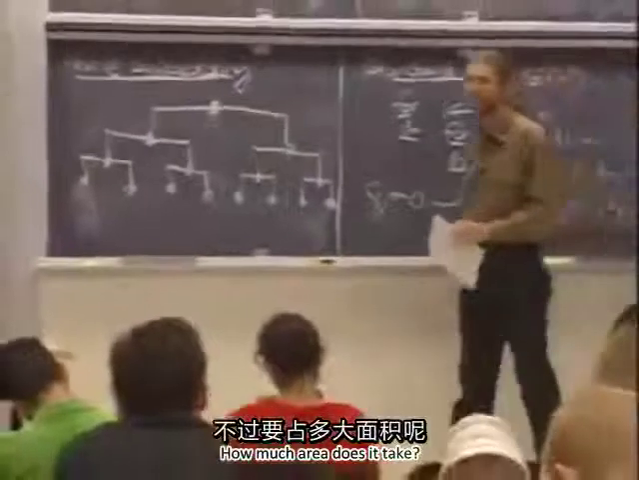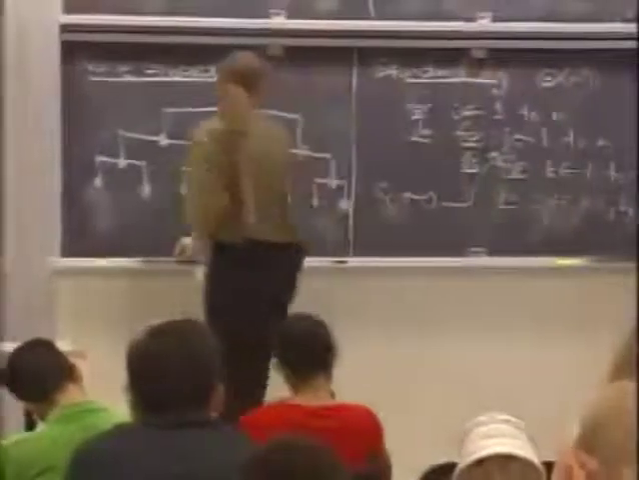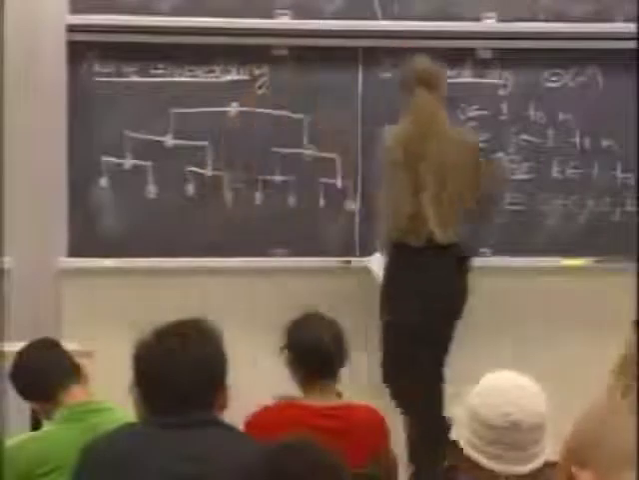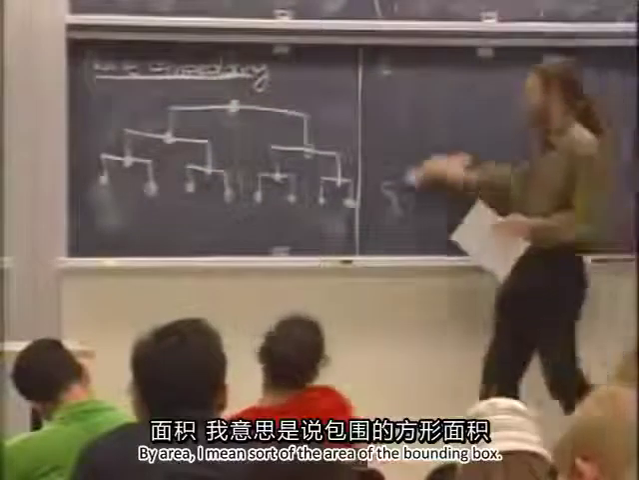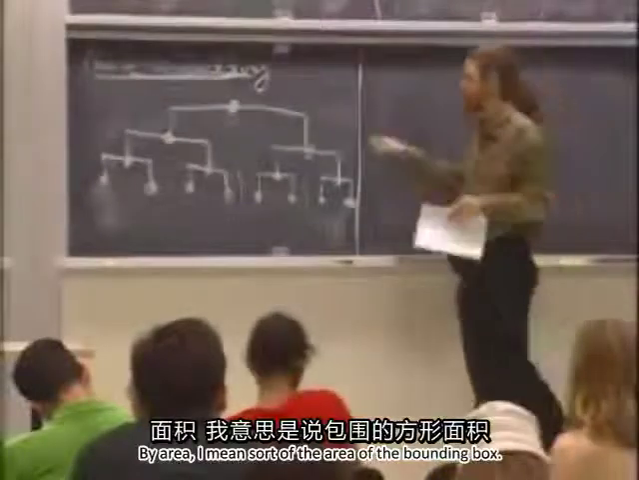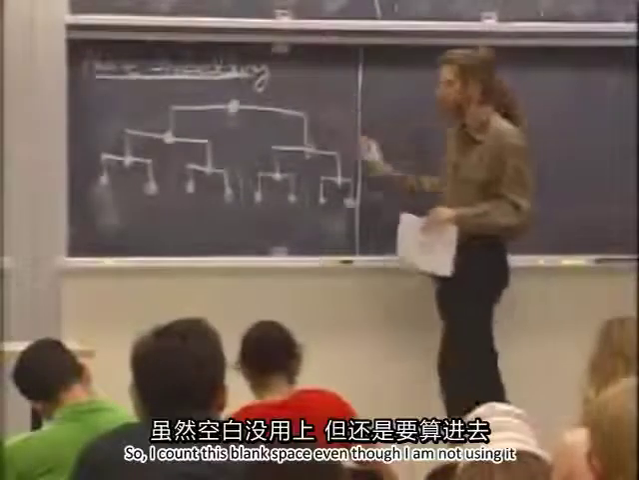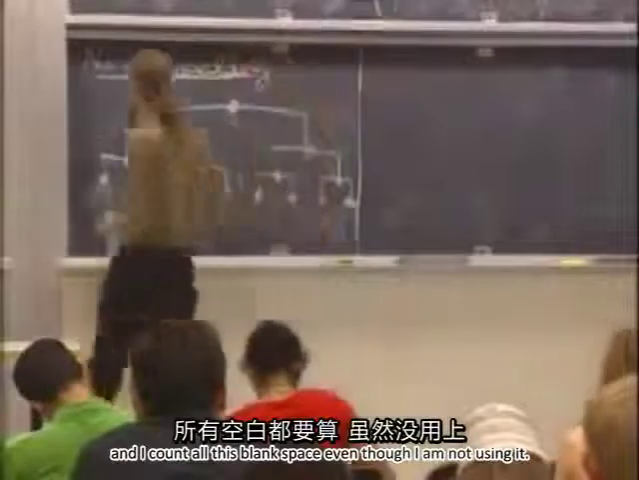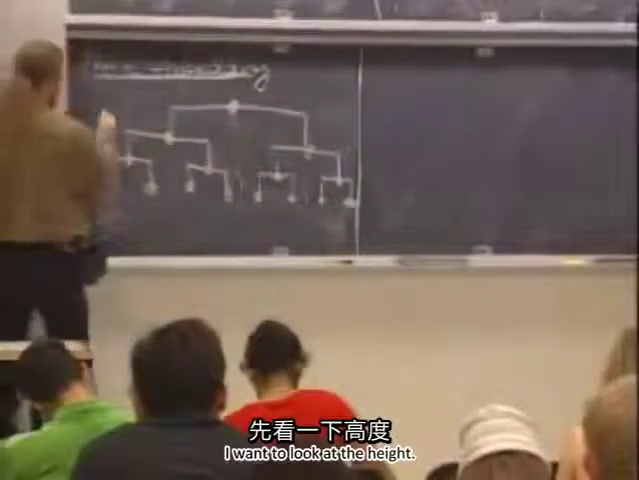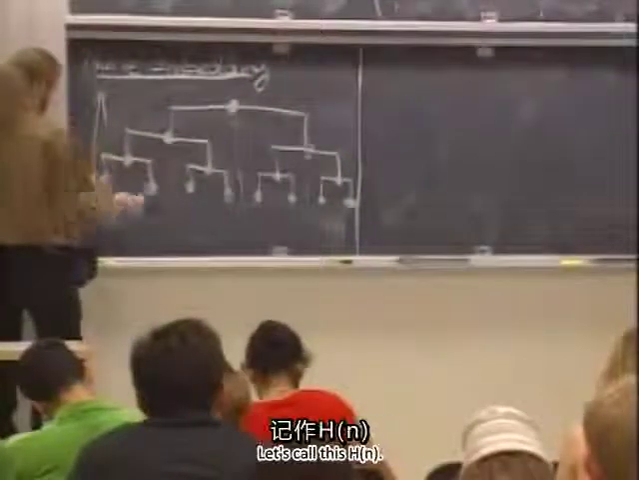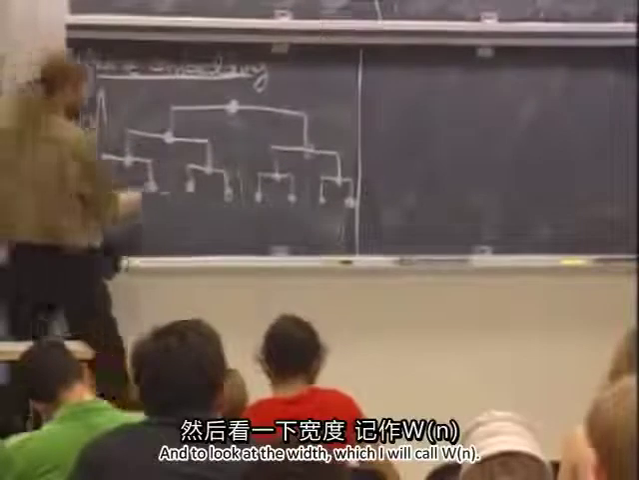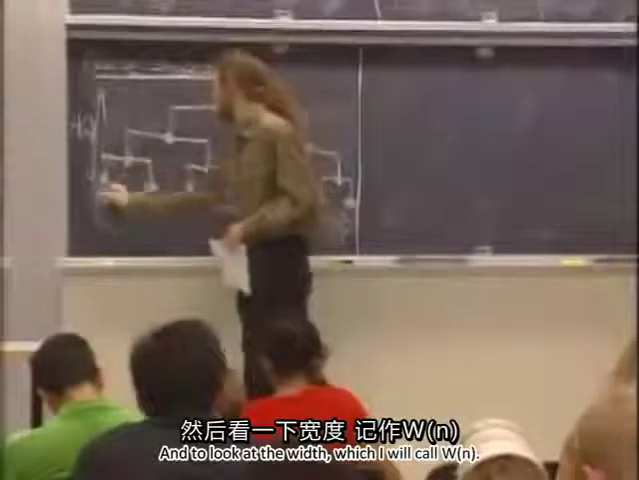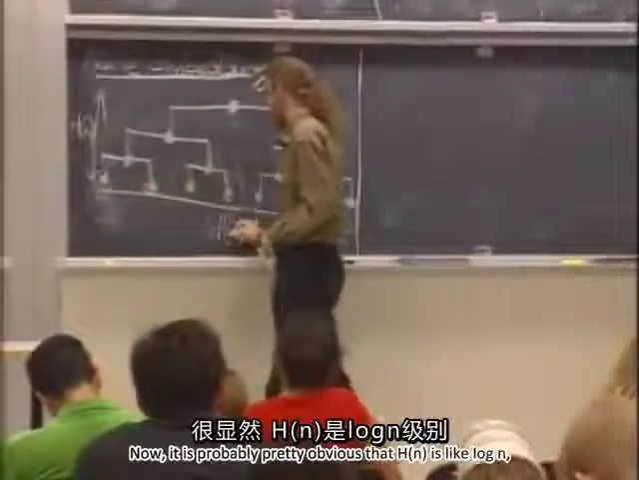How much area does it take? Well, area is, and by area I mean sort of the area of the bounding box. So I count this blank space even though I'm not using it. Count all of this blank space even though I'm not using it. So I want to look at the height. Let's call this h of n. And to look at the width, which I'll call w of n.